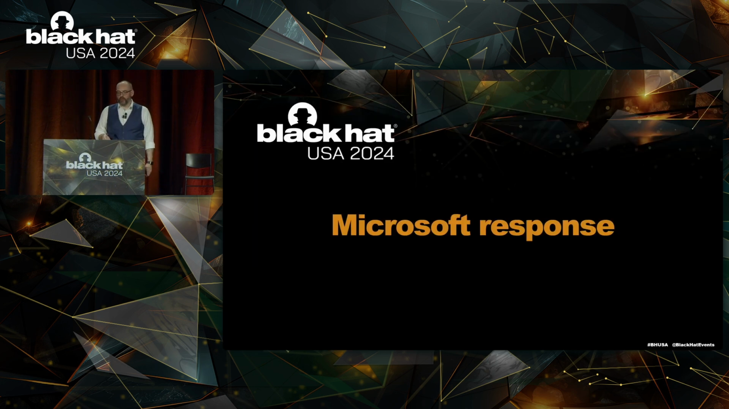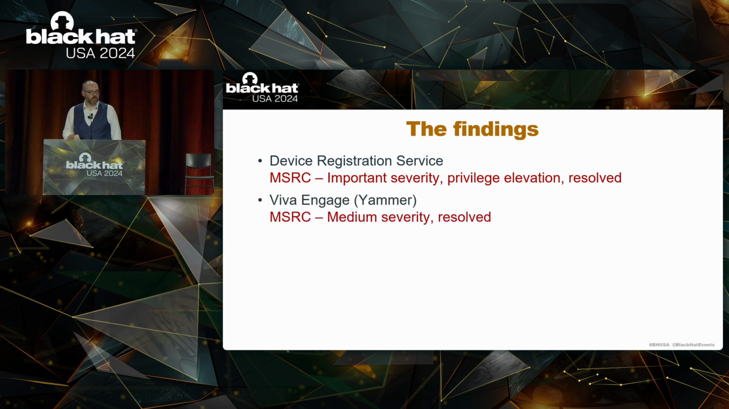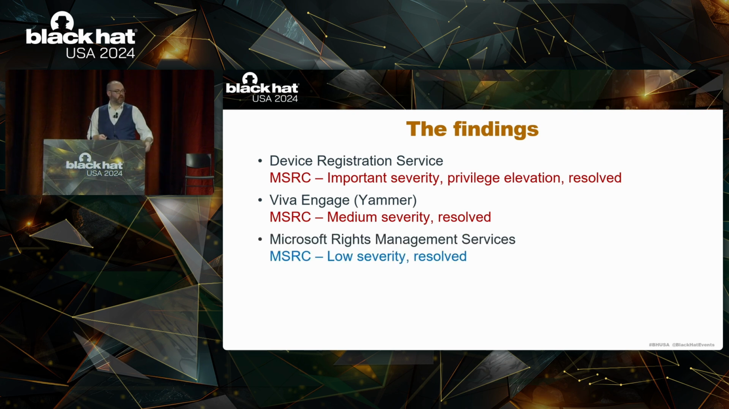So, what was Microsoft's response to this? For device registration service, this was marked as an important severity in the identity bounty program with privilege elevation. And this one, again, was resolved relatively quickly. Viva Engage ended up getting a medium severity, which is also resolved. And rights management services was low severity, again, resolved.